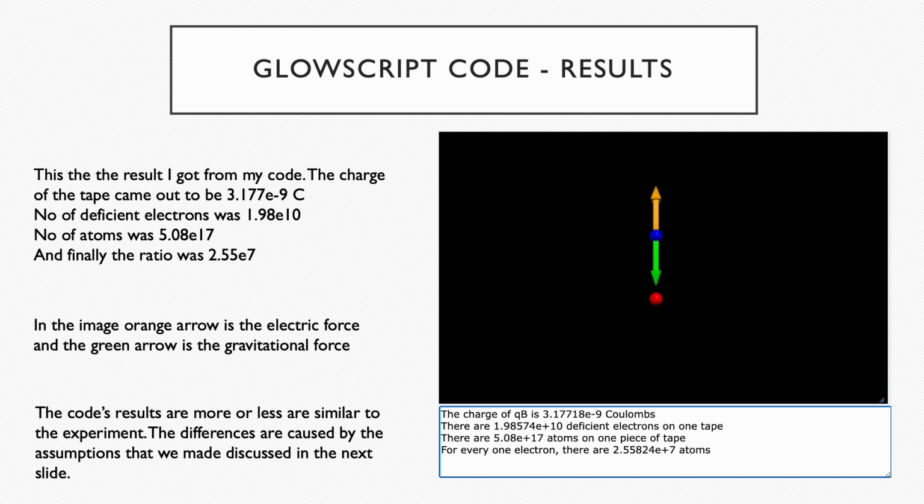In the image, the orange arrow is the electrical force, and the green arrow is the gravitational force that the object experiences. The code's results are more or less similar to the experiment. The differences are caused by the assumptions that were made, which we'll discuss in the next slide.